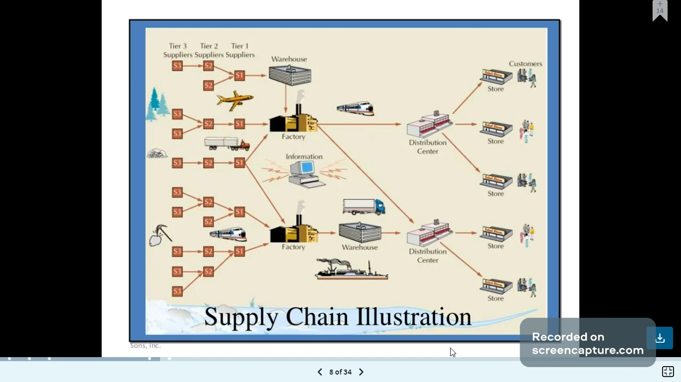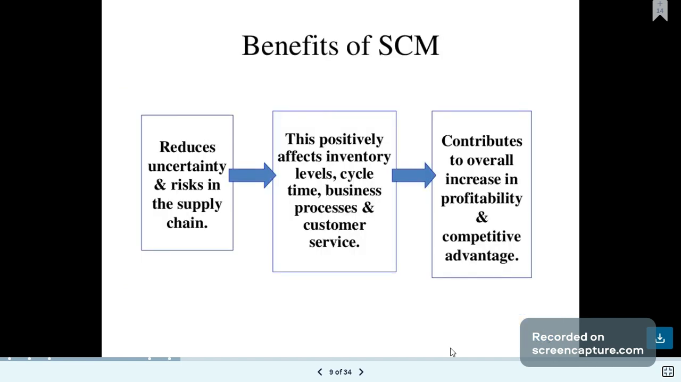The main supply chain work is generating the system, the flow from one company to the other company by using their cost, their source, and their products. Okay, so the benefits of SCM: reduce the uncertainty and risk in the supply chain. This positively affects the inventory levels, cycle time, business process, and customer service. It contributes to an overall increase in profitability and competitive advantage.